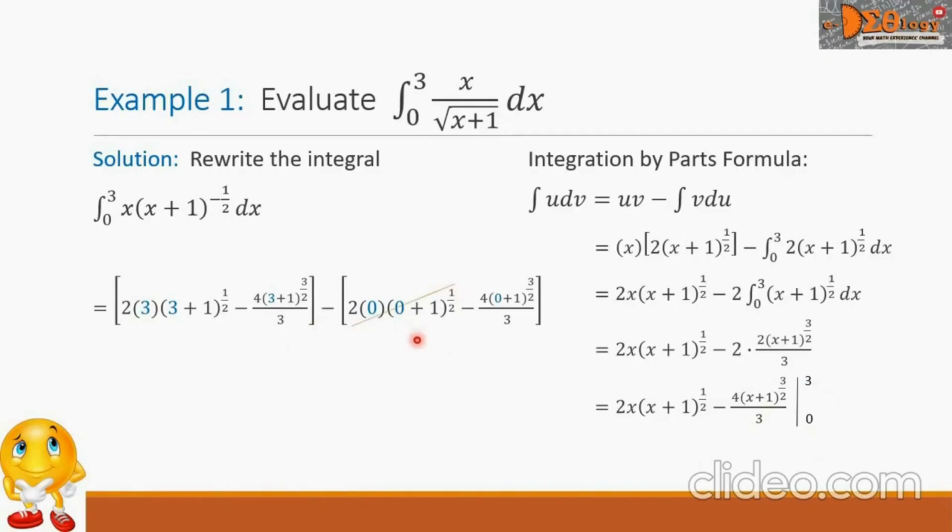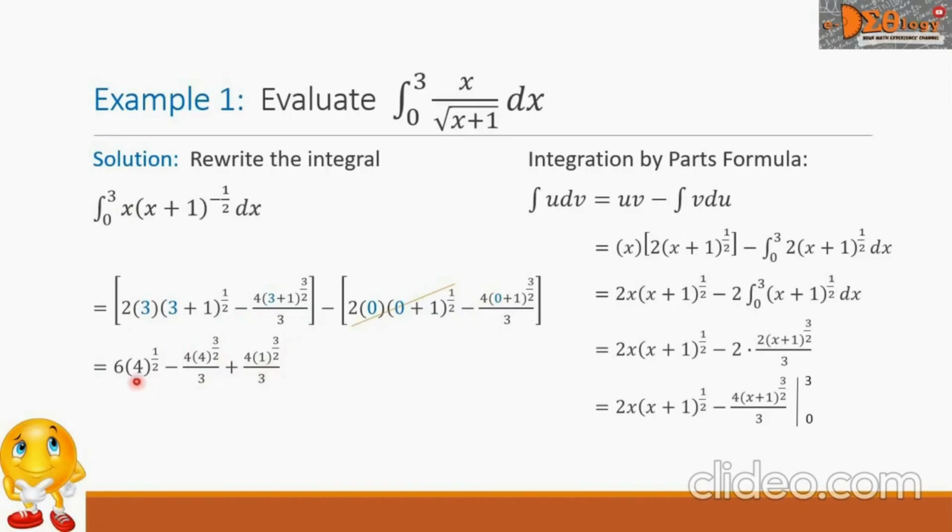Then let us simplify further. This 2 times 3 is 6, and 3 plus 1 is 4, and this is raised to 1/2. Then minus, we copy this 4, 3 plus 1 is 4, raised to 3 over 2 all over 3. And then this minus and minus here makes this positive. So we have 4 times 0 plus 1 is 1 raised to 3 over 2 all over 3.